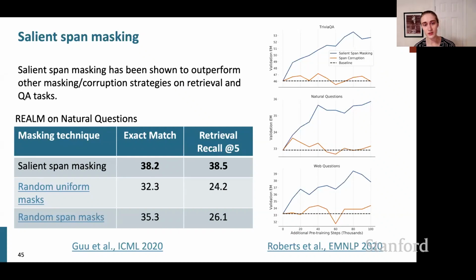And on the right, we have results from fine-tuning T5 with either salient span masking or the span corruption task that you saw in assignment 5. And you can see that on these different QA data sets, salient span masking does significantly better than just using the span corruption technique. So this really suggests that masking out these salient spans of these entities is in fact helping to encode more knowledge in these language models.